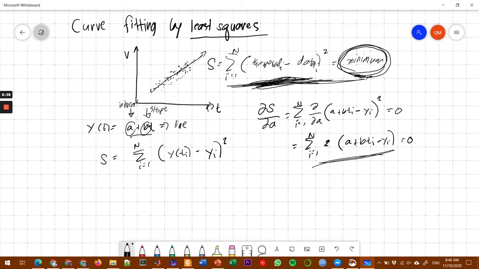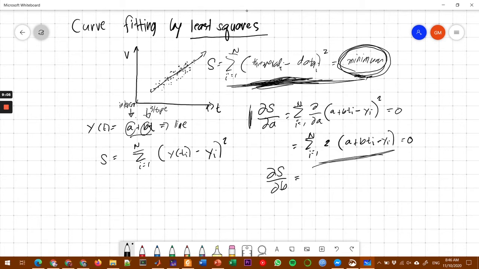So we answered our question. Since it is greater than 0, it is a minimum. So the same thing must be done also for B, because we need two equations in order for us to solve two unknowns. Our unknowns are A and B, so we need two equations. So this is one equation. The next equation is found by differentiating the S with respect to B.